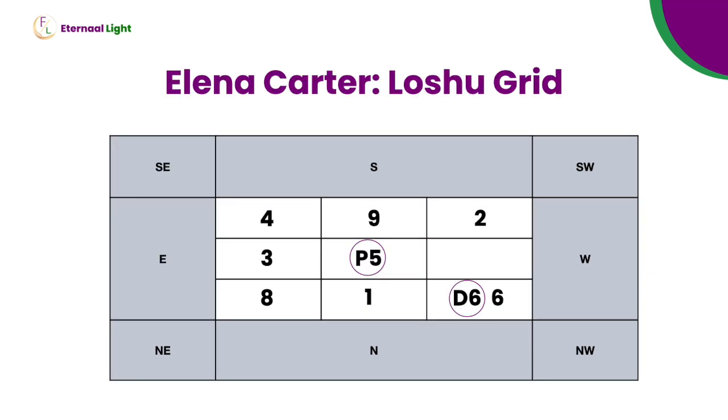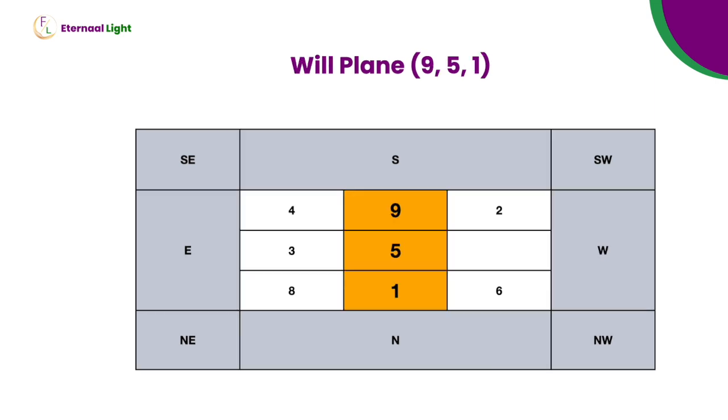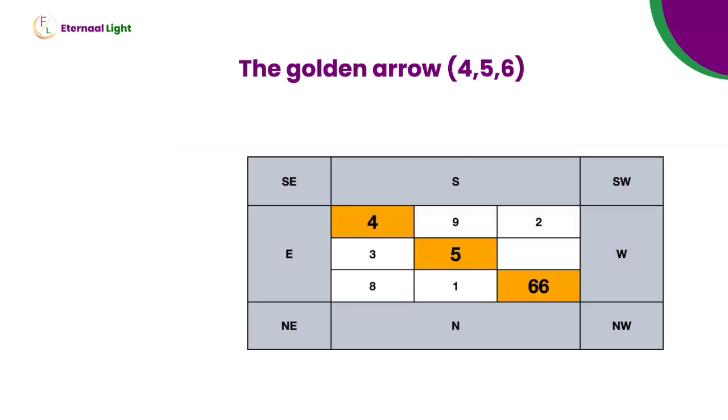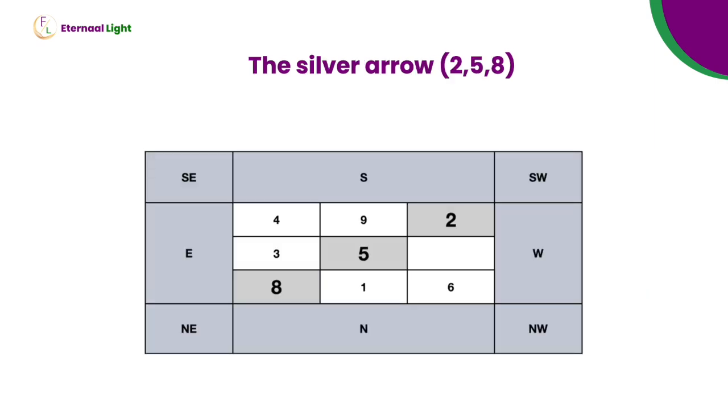And now you are able to understand completely how you create a Loshu grid and what you can read from the entire Loshu grid. Next, the will plane is also complete, 951, whereas in the action plane we see 7 is missing. So there is a deficiency in action. We need to balance that as well. She has a golden plane but with a repeated 6. Her silver plane is complete.